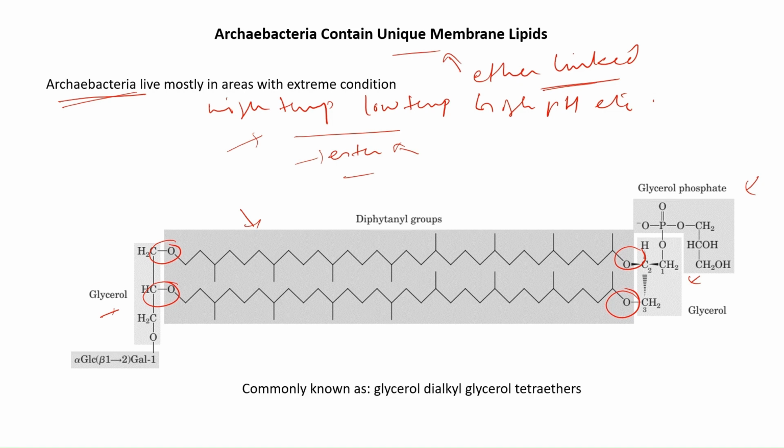Therefore these compounds are commonly known as glycerol dialkyl glycerol tetraethers: first glycerol, dialkyl because this group is an alkyl group, so this is the first alkyl and this is the second alkyl, then again this is the second glycerol, and the four ether linkages. Hence they are called glycerol dialkyl glycerol tetraethers. So why do archaebacteria contain ether links? Because they live in extreme conditions and ether bonds are stronger compared to ester bonds. In such extreme conditions, ester bonds are much more likely to be broken down.